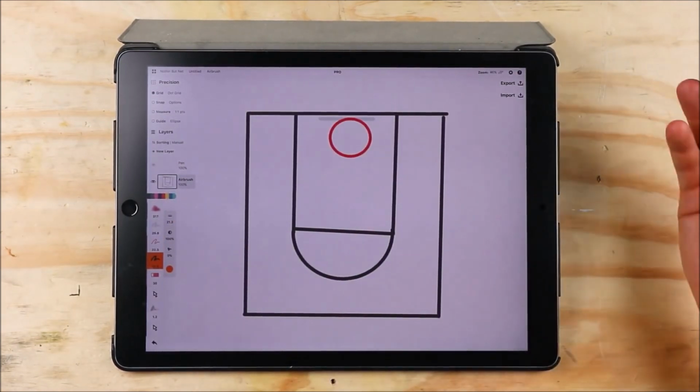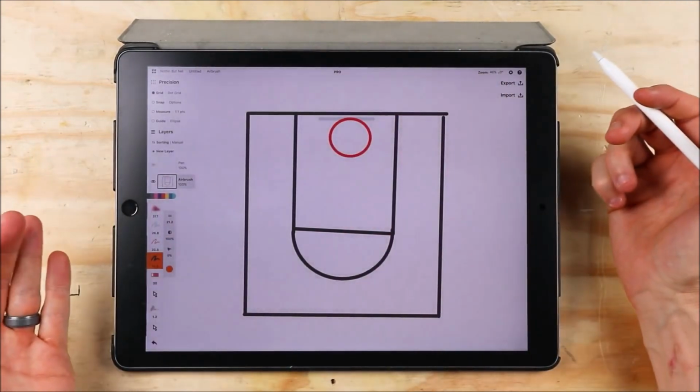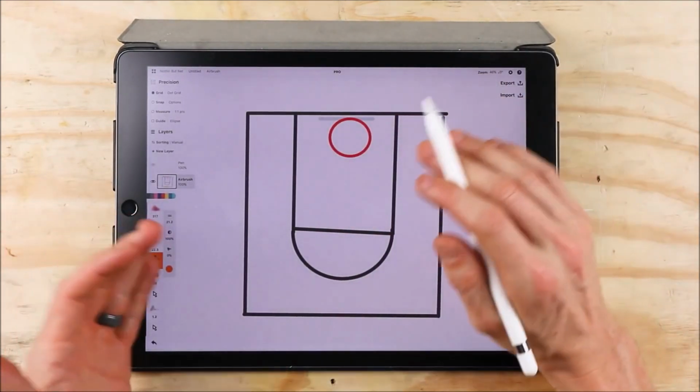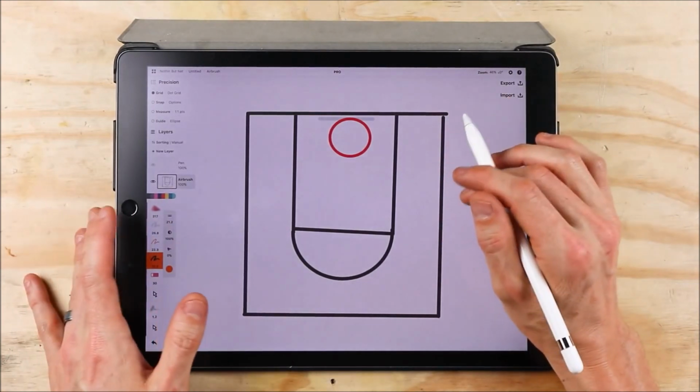So the real question is, who is Monte Carlo and what does he have to do with backboards? I don't actually know who Monte Carlo is. I assume he had something to do with this technique, and I'll show you how I derived a backboard using it.